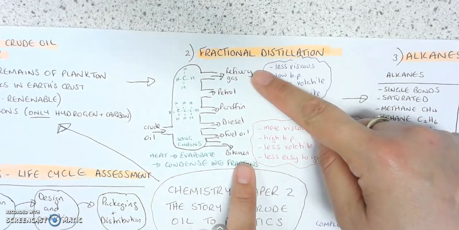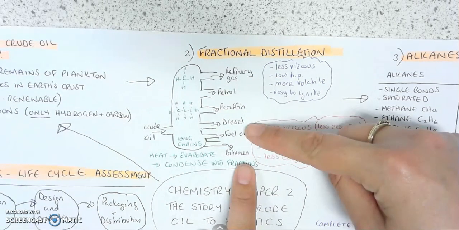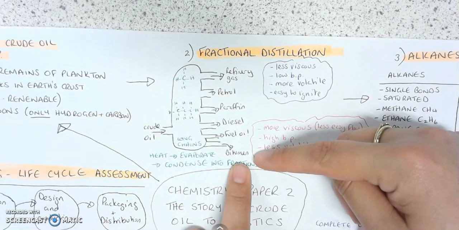So it's refinery gas at the top, petrol, paraffin, diesel, fuel oil, and then bitumen, which is like the residue that's left over, and they use that to make the tarmac that they put on the roads.